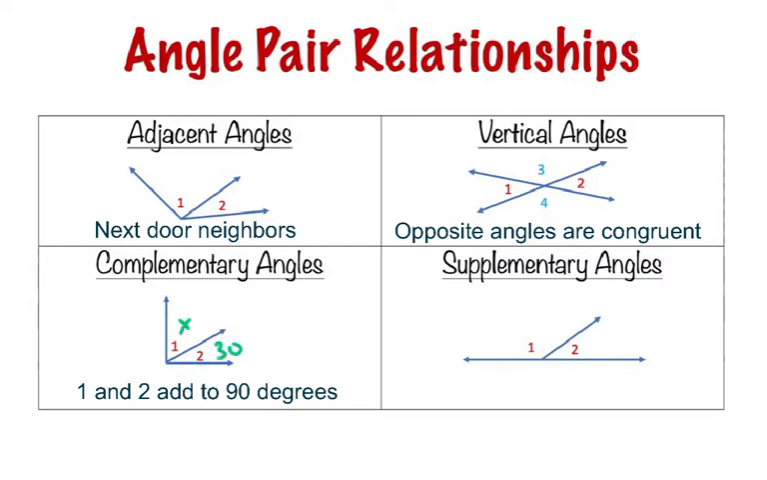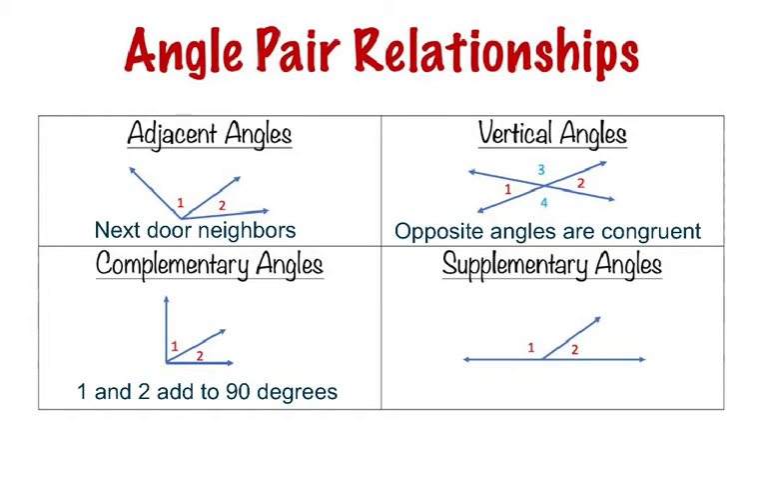So a question you could be asked is, if angle 2 is 30 degrees, what's the measure of angle 1, or x? In this case, you know that angle 1 and angle 2 are complementary. So x plus 30 equals 90. You should know that x would equal 60. Angle 1 is 60 degrees because 1 and 2 are complementary angles. Knowing angle pair relationships helps you solve for missing angles.